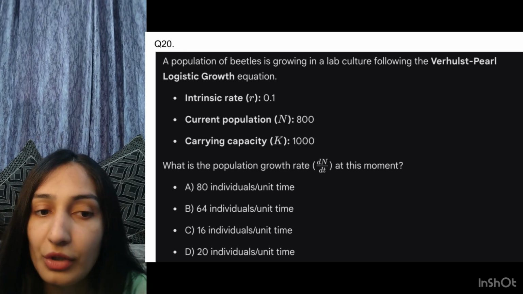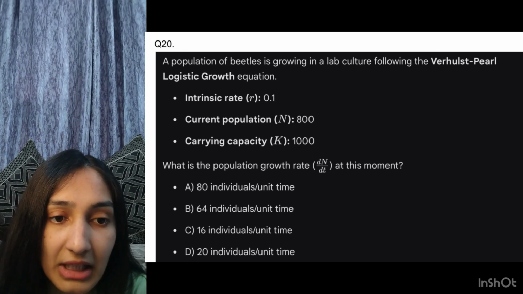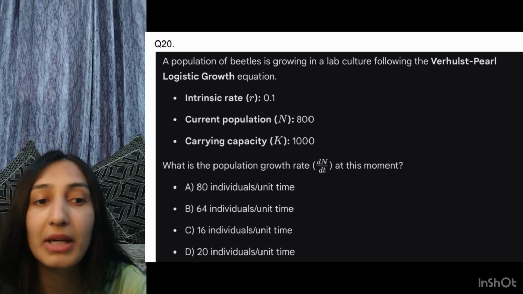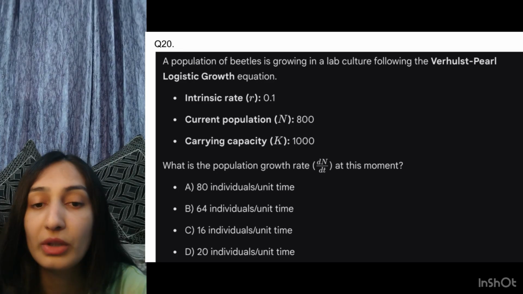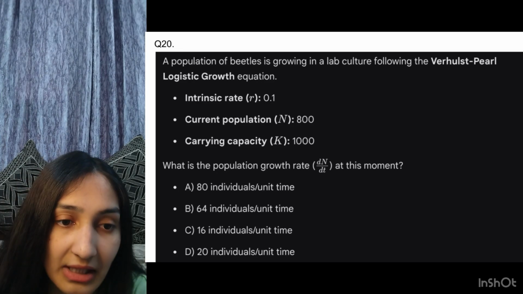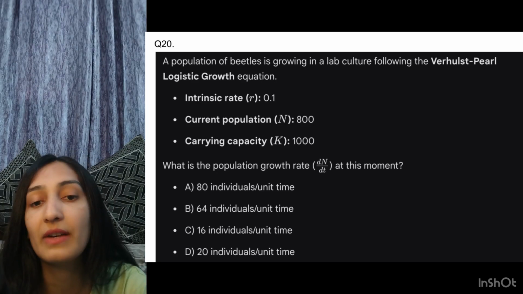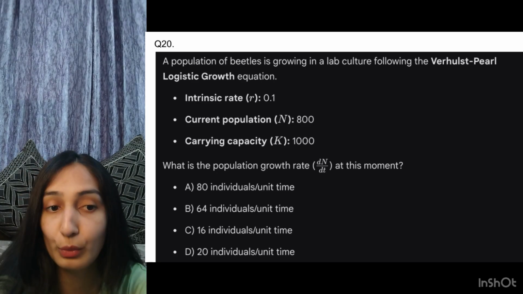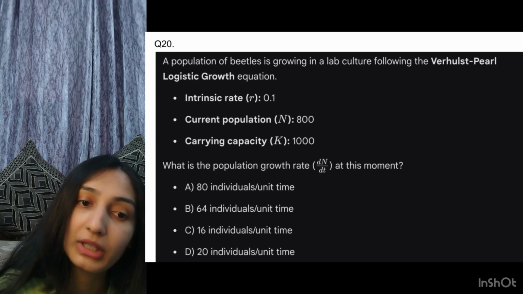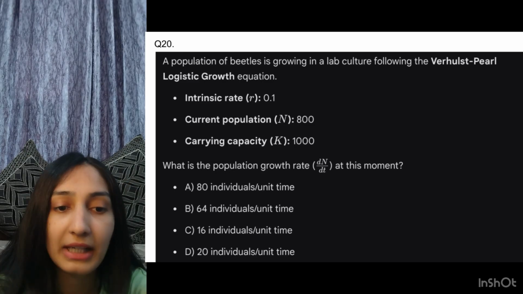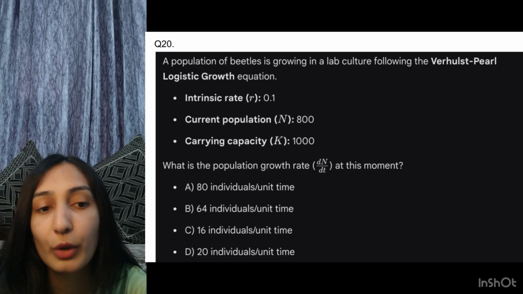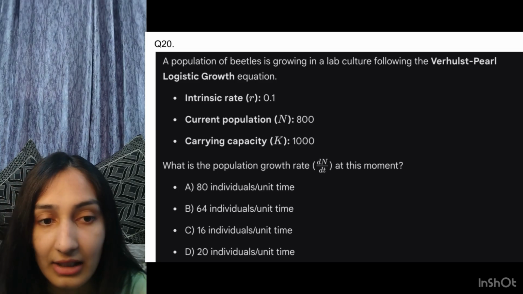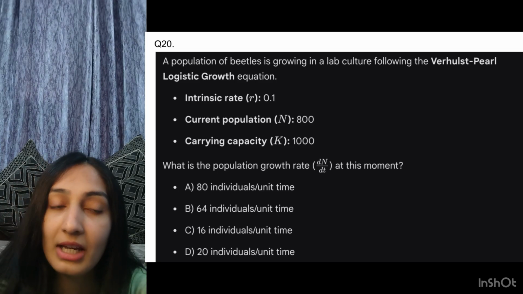So we have to use the logistic growth formula, that is dN/dt = rN × (K − N)/K. First of all, we are going to calculate the environmental resistance, that is (1000 − 800)/1000, which will give you 200/1000, that is 0.2. Then you have to multiply it by rN, that is 0.1 × 800 × 0.2, which is going to give you 80 × 0.2, that is 16. Hence the option C is correct.